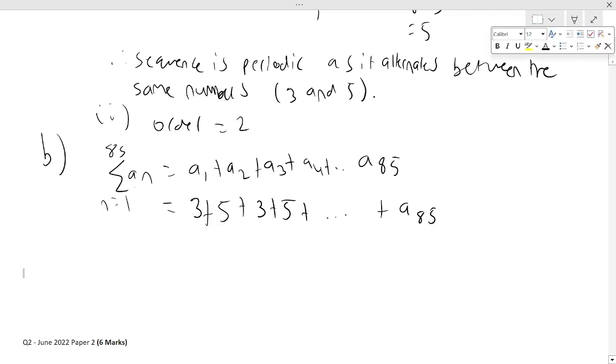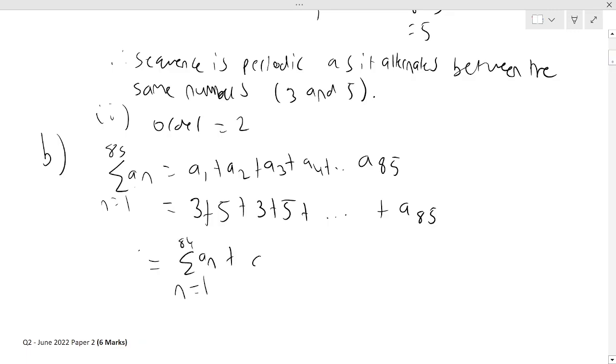However, what we can instead say is, what if we consider this to then make an even number? What if we add the first 84 terms and then add the last term by itself? Hopefully you can see that, because this is saying between 1 and 84. And then we have the last term A85, and that's exact same as this. And now this makes our life a lot easier because 84 is an even number.